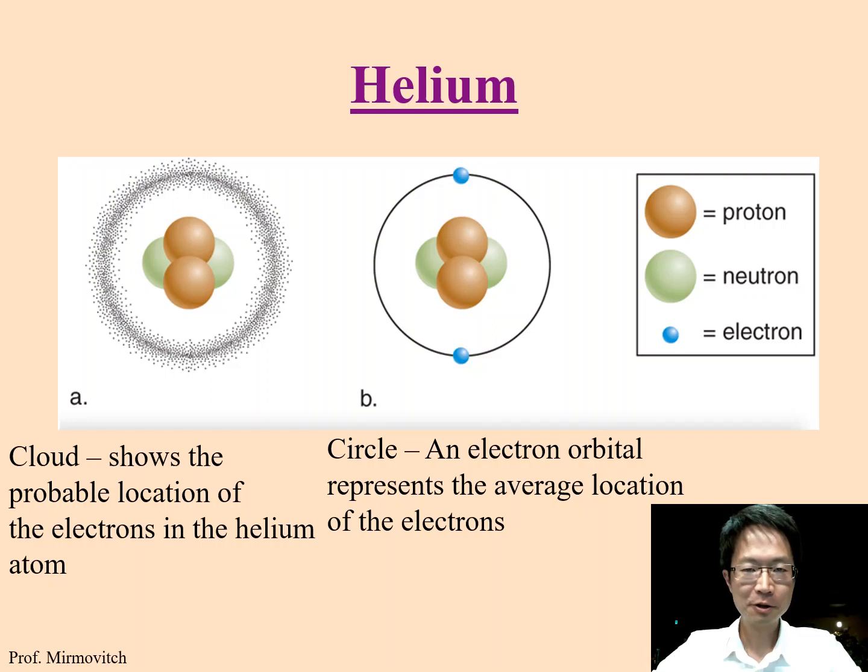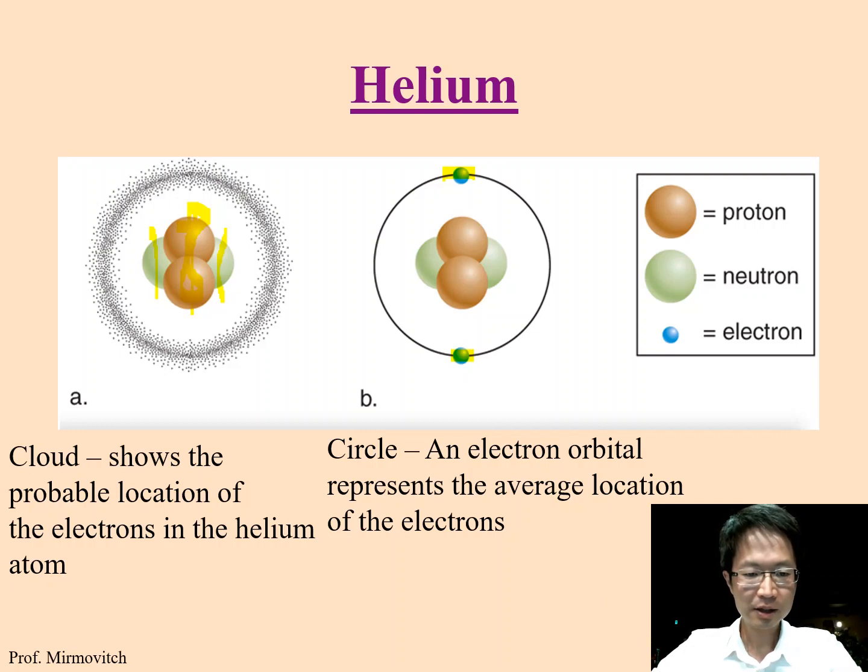So let's take a look at the example of helium. Helium is an element that has two protons and two neutrons. Of course, it also has two electrons in the first electron shell.